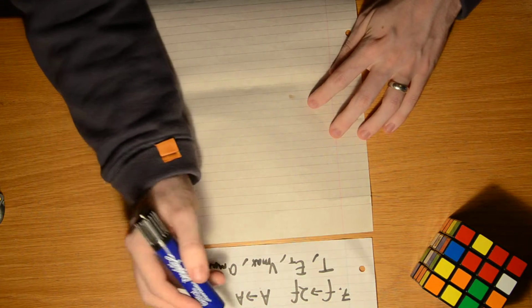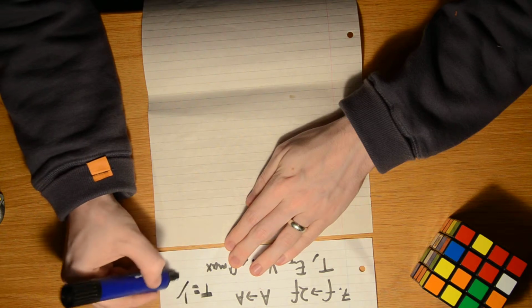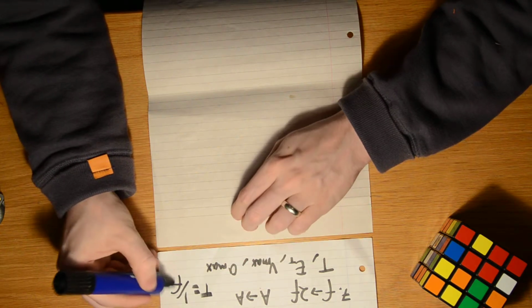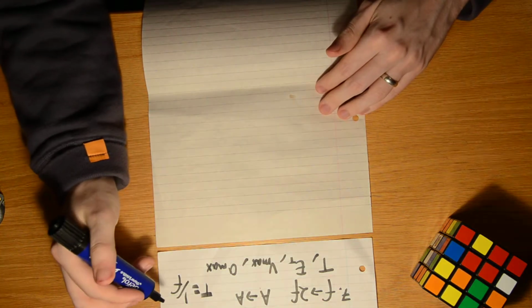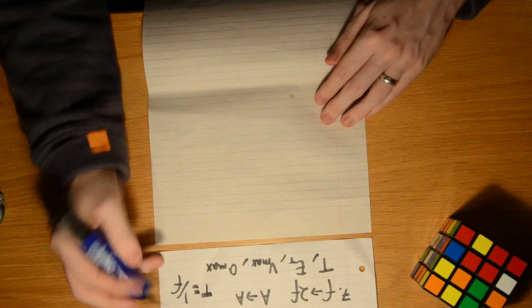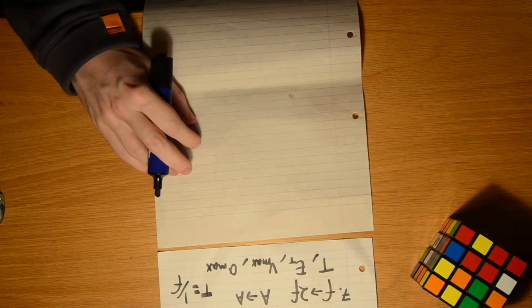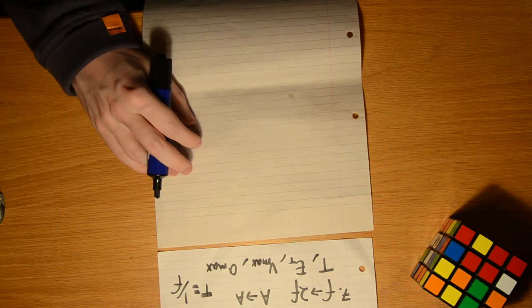We know the time period, I'll just write it up here. Time period is 1 over frequency. So if this becomes twice as big, then the time period is going to be half what it used to be. It's going to take half the time to do each oscillation. So the time period is not going to double, it's going to halve. That's not going to be our answer. What else do we have?